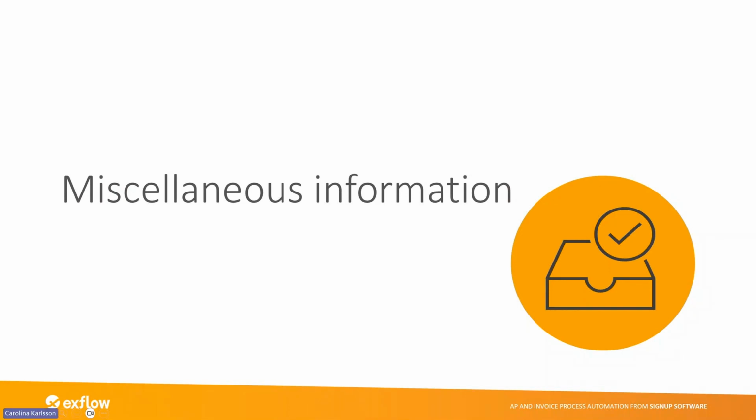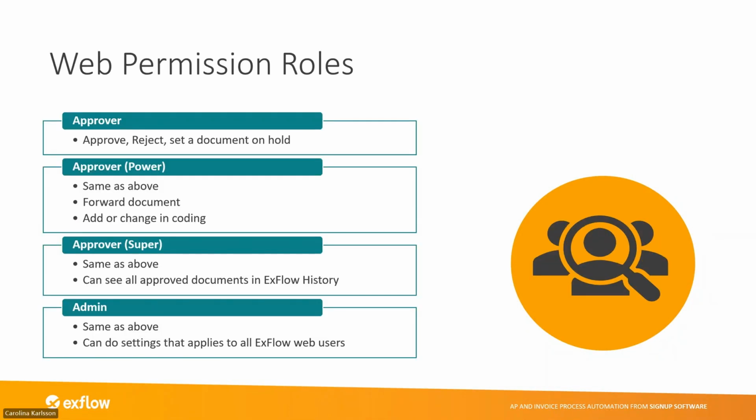Okay, so some other information. This is the web permission roles. This is the one that you set on the user card that gives your users the role on the web, what they can do there. So if you set an approver, then that approver can approve, reject, and set a document on hold. If you set power, then it's the same as above, but you can also forward documents or add or change encoding. And this is when it's good to have the deny encoding rules to prevent the users from using the wrong accounts and so on, for example.